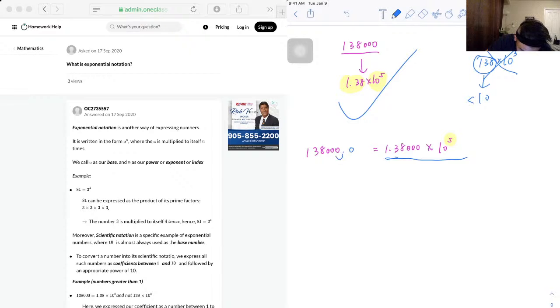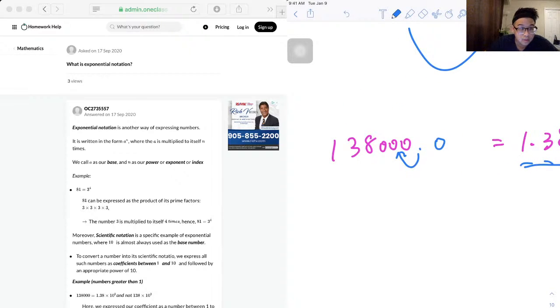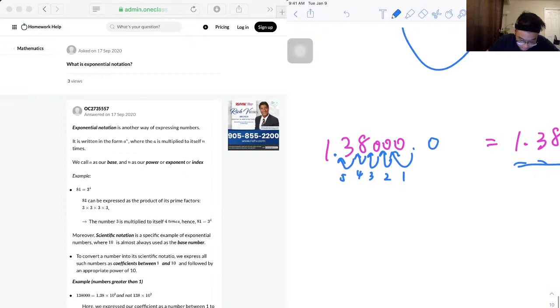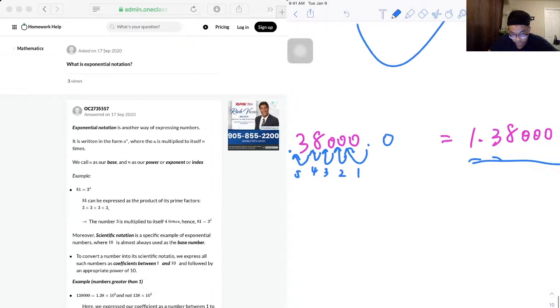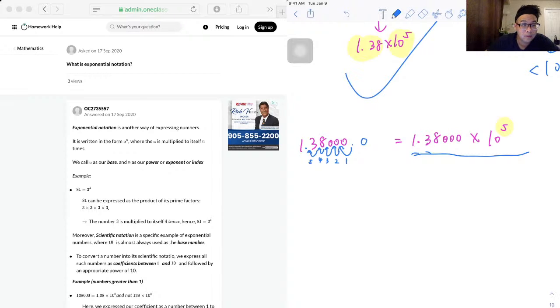So that's 1, 2, 3, 4, and 5. So the decimal point will move to here, and that's exactly what we want, 1.38. So therefore, the exponent should be 5.